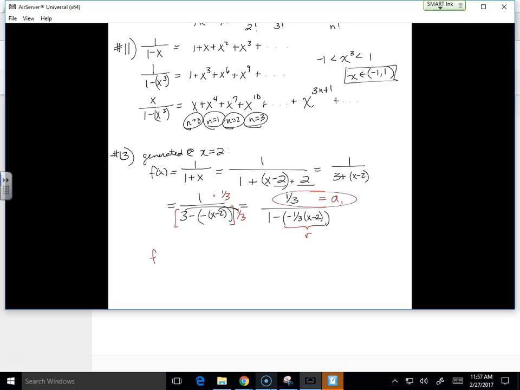Hey, they don't say the general term though, right? So f of x is equal to 1/3 plus, I'm multiplying by negative 1/3 x minus 2, right? So negative 1. So negative is going to alternate. X minus 2 plus 1/27, got it, x minus 2 squared. Got it. Then 1/81. We have to have a factorial.